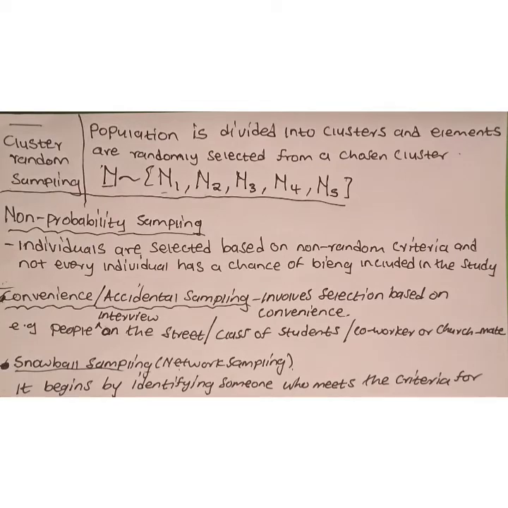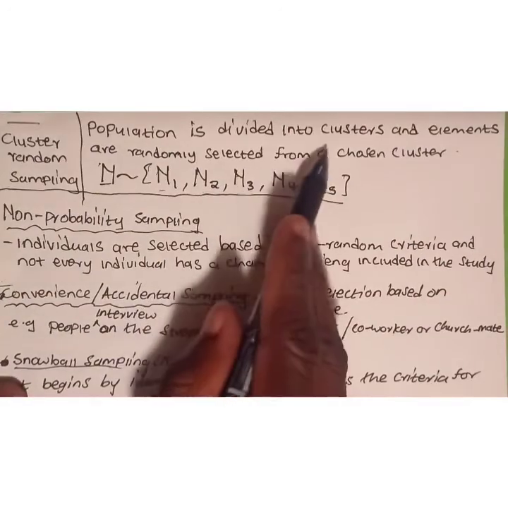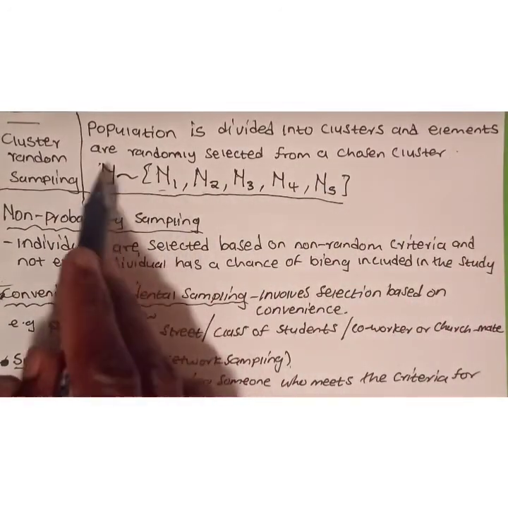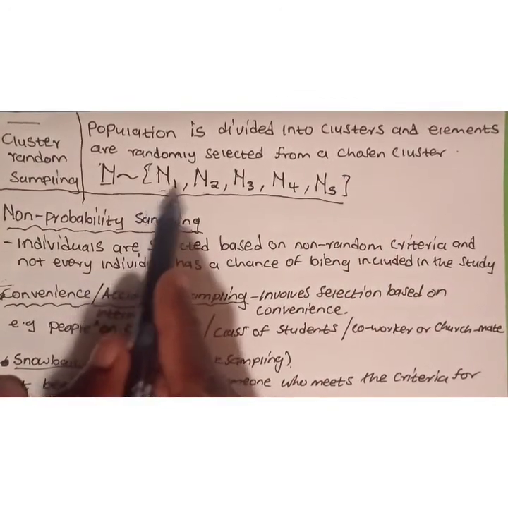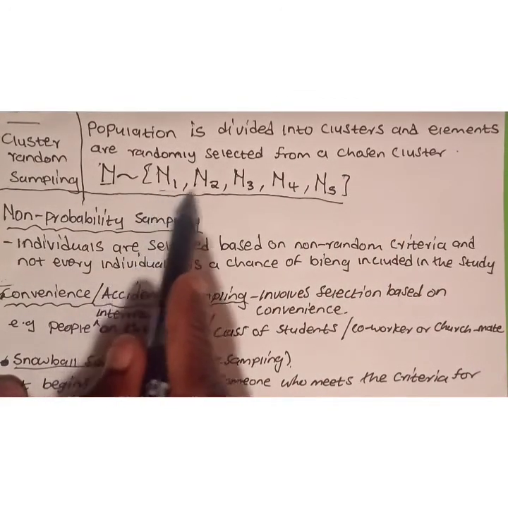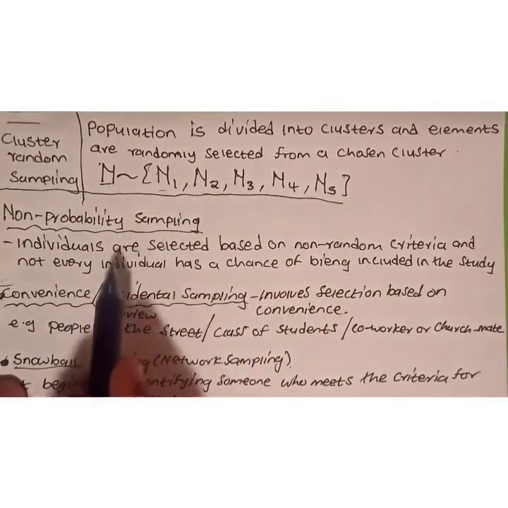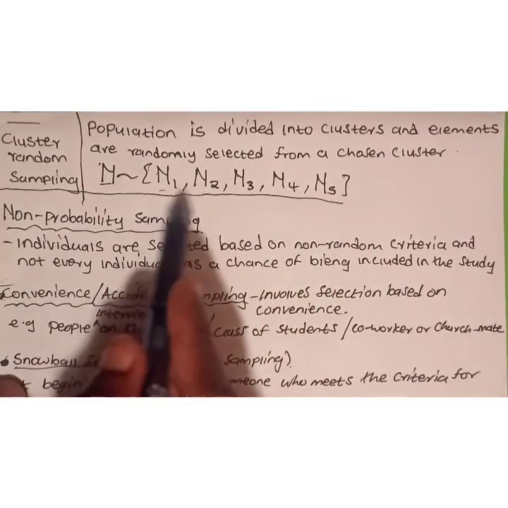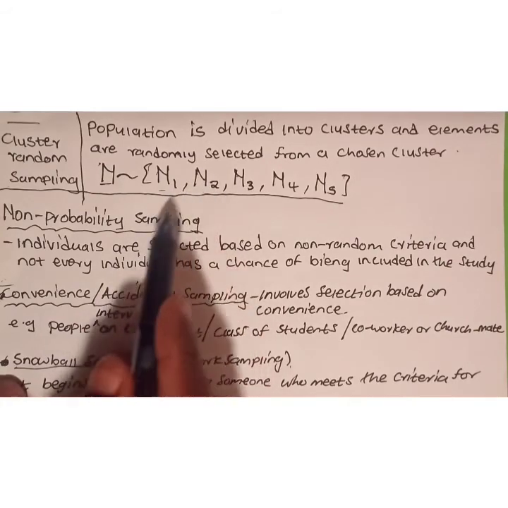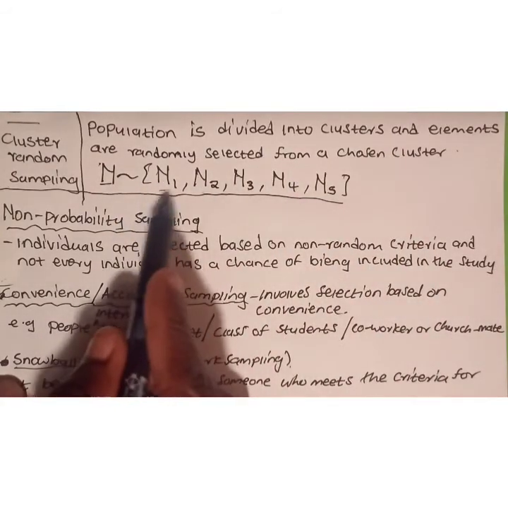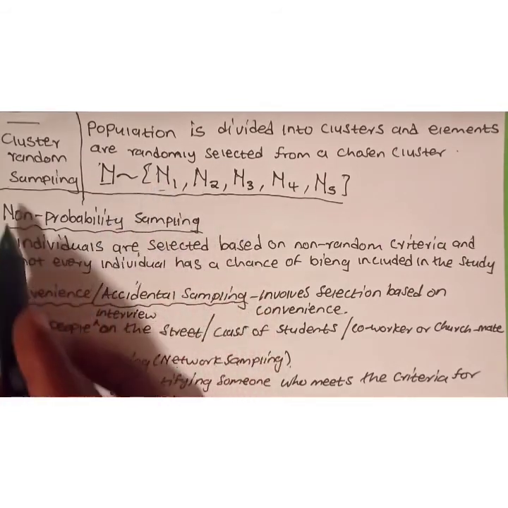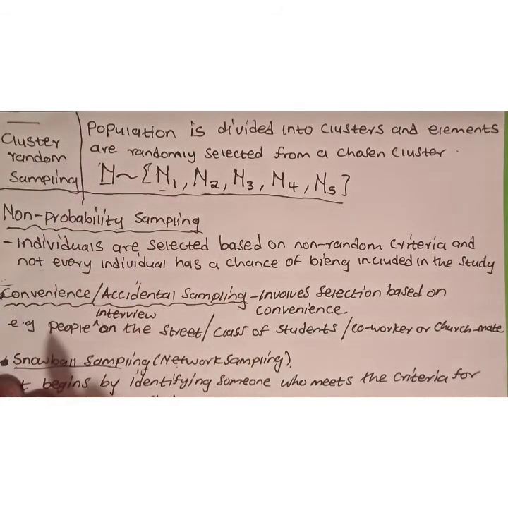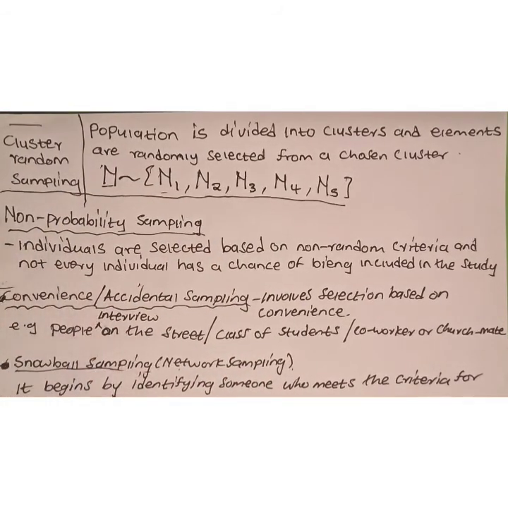Lastly, on probability sampling, cluster random sampling. The population is divided into clusters and elements are randomly selected from a chosen cluster. So unlike stratified, where we have to select randomly from each stratum, here we just select from a chosen cluster. So if we choose cluster 1, it means we're going to select elements randomly from cluster 1. That's all under probability sampling.